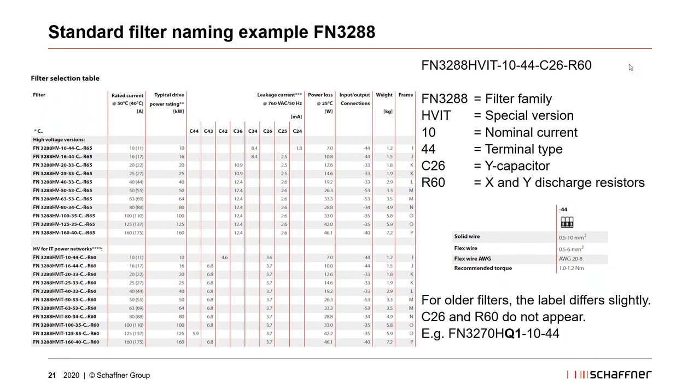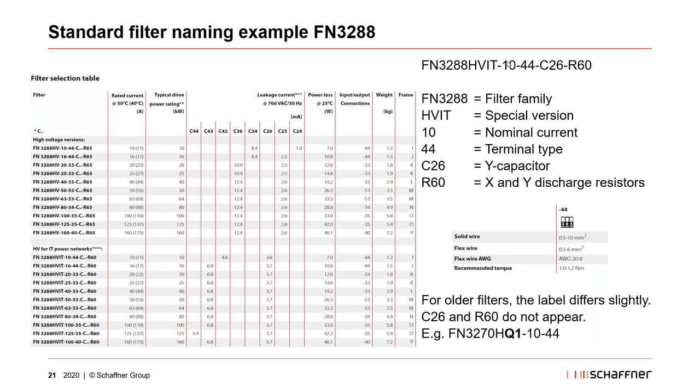Good, so now this is also another small breakout session of the document, which is not really mentioned in the document, but it is crucial for our filters as well to understand how the naming of our filter is done. So here, for example, the FN3288 is the high performance version of our newest and smallest book style filter we can offer as a standard part. Then this HVIT is a special version. So this means high voltage for IT grids.